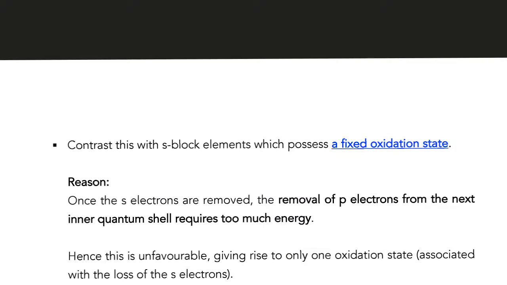Shortly about that. Now, as I said, you should compare this with your main group elements, especially the s-block, because that is what you are supposed to do in the syllabus. Because s-block elements have a fixed oxidation state, whereas group 1 will have +1 and group 2 will usually have +2 oxidation states.